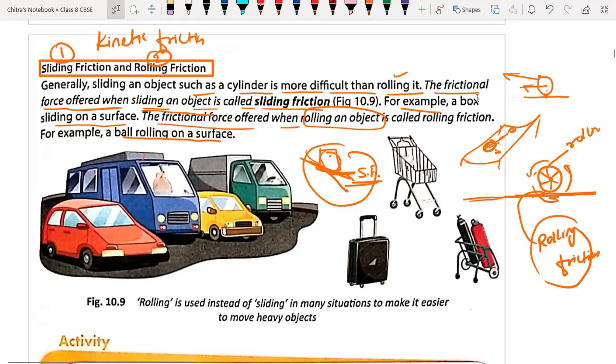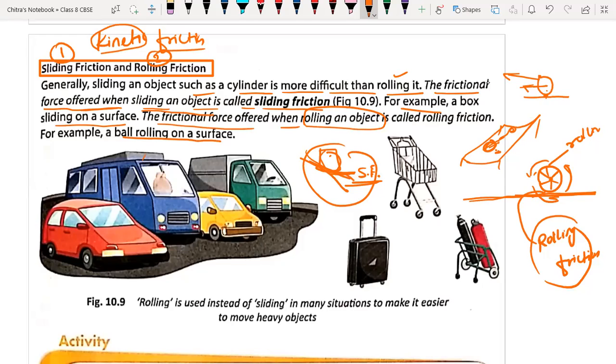Understood everyone, or any doubt you have here? Sir, how do sliding and rolling friction come under kinetic friction? See, kinetic means any object which is in moving condition. It may be sliding, it may be rolling. Is it or not? Yes, sir. So these are nothing but the types of kinetic friction.